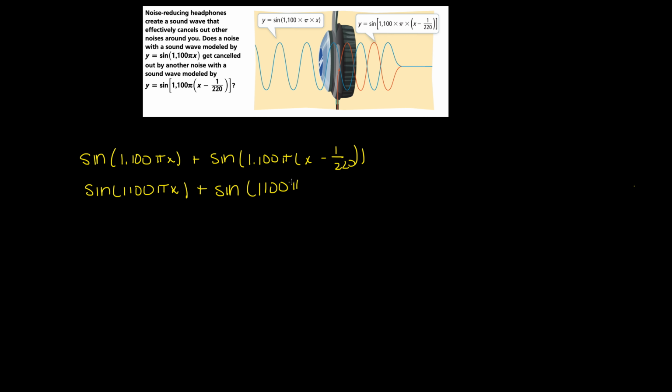So we have sine of 1100 pi x plus sine of 1100 pi x minus 1 over 220. All right, so looking at this, I'm going to distribute this 1100 from that second sine expression. So, rewriting the first one, sine of 1100 pi x, plus sine of 1100 pi x minus 5 pi.